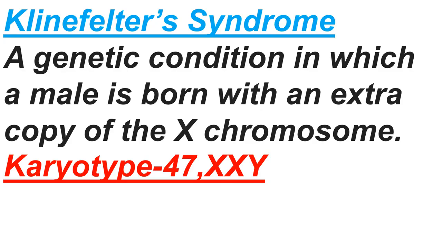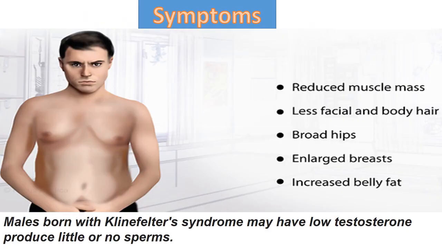So due to this extra X chromosome, what will happen? Symptoms will be like there will be reduced muscle mass. Okay, there will be a male having female characteristics. So the male will have reduced muscle mass, less facial and body hair, broad hips, because this is a female characteristic. Because of an extra copy of X chromosome here, these female characteristics will be found in a male having Klinefelter syndrome.